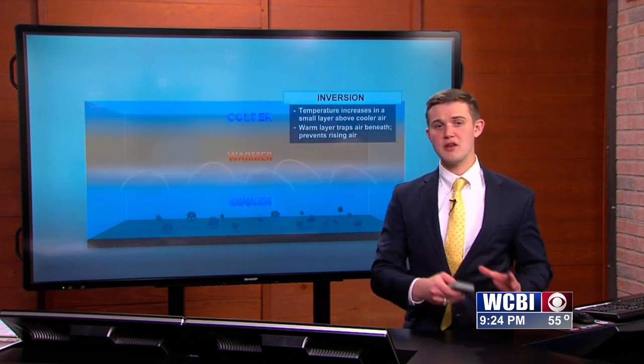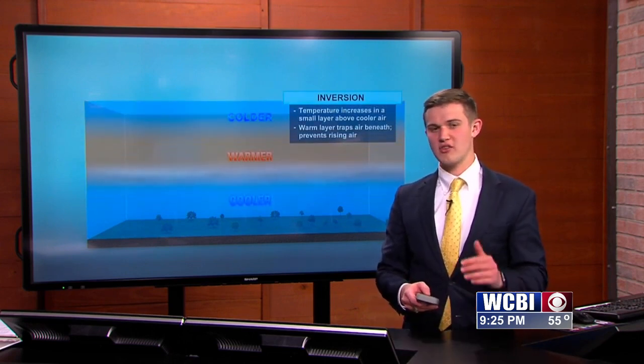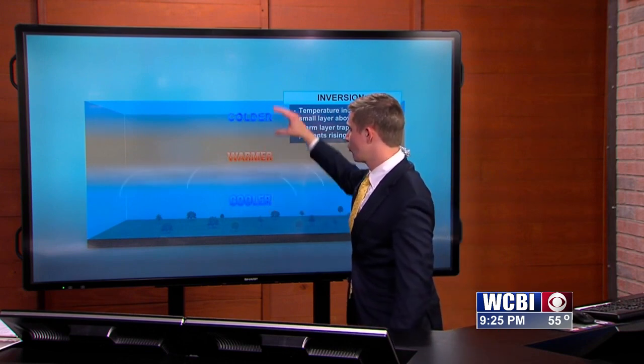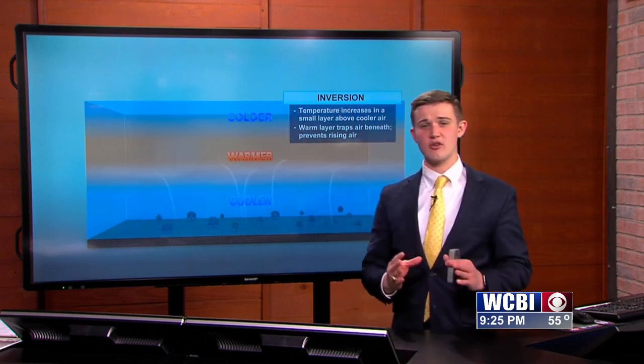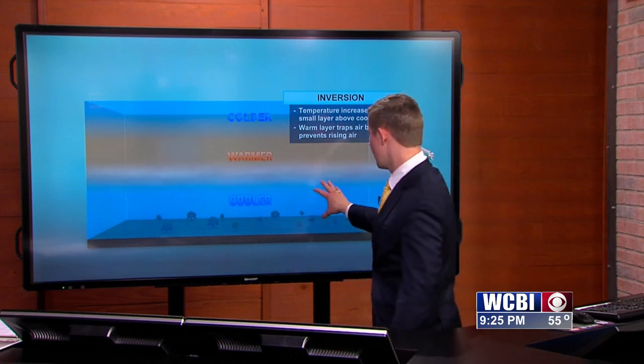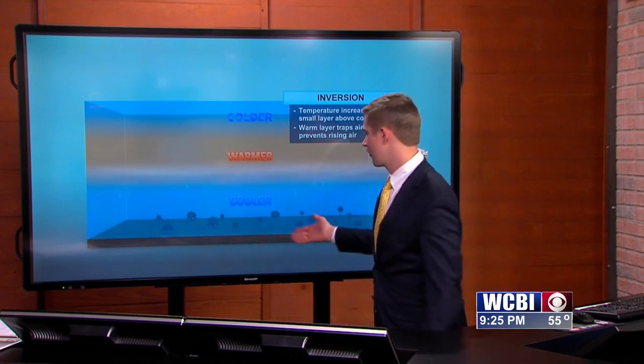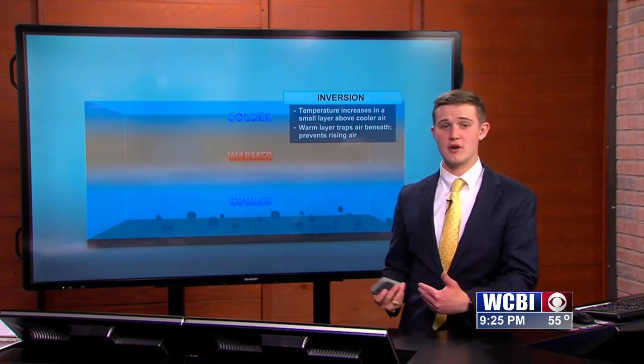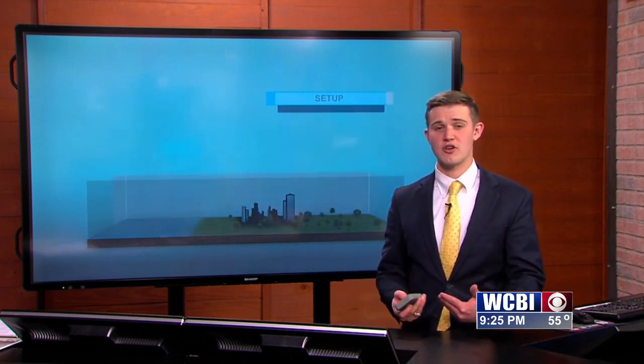Now, with an inversion, it's a little bit different because you still have that warm layer, but it's elevated. It's sandwiched between two layers of colder air, and because that air is colder and more dense, especially for this bottom layer near the surface, this air actually cannot rise, and so it ends up being trapped underneath. And so that's really the core concept here of an inversion.